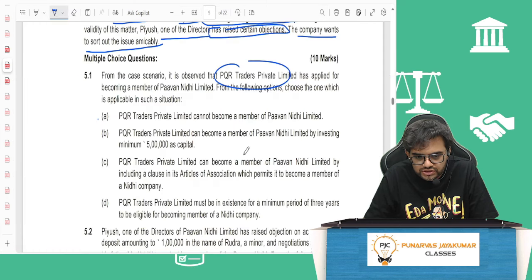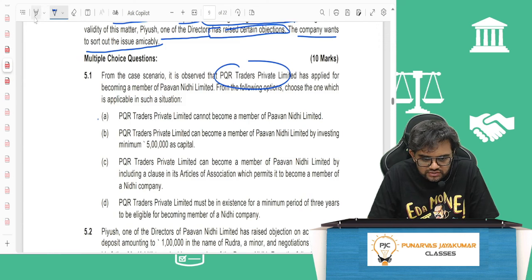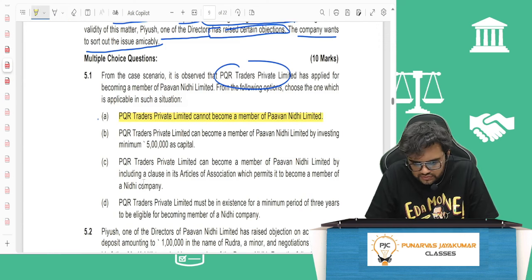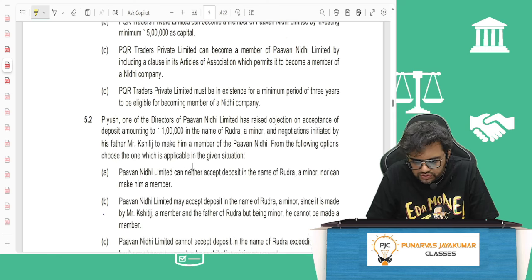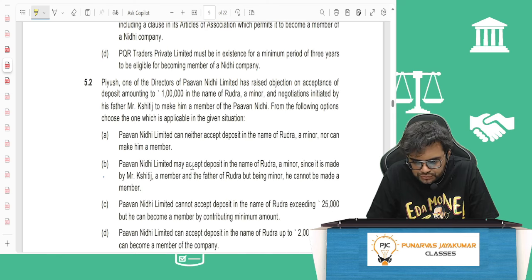So coming to the questions, easy. PQR Traders cannot become a member of Pawan Nidhi Limited. Articles, memorandum, all that is useless. One of the directors, Rudra. So Pawan Nidhi can accept deposit in name of Rudra since it is made by Mr. Shitij, member and father of Rudra. Cannot be made member. Very easy.